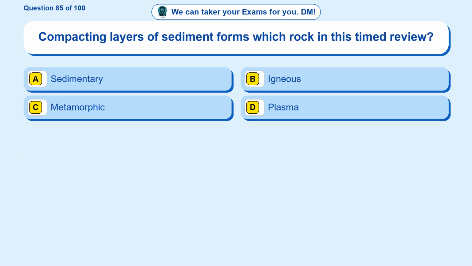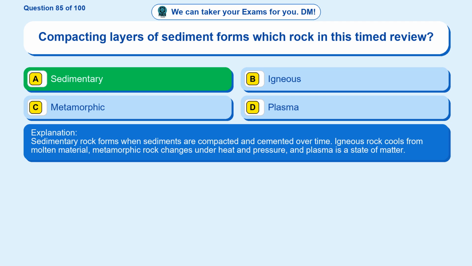Question 85. Compacting layers of sediment forms which rock in this timed review? Option A, sedimentary. Option B, igneous. Option C, metamorphic. Option D, plasma. The correct answer is option A, sedimentary. Sedimentary rock forms when sediments are compacted and cemented over time. Igneous rock cools from molten material, metamorphic rock changes under heat and pressure, and plasma is a state of matter.